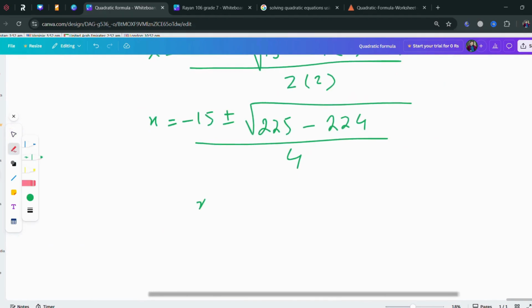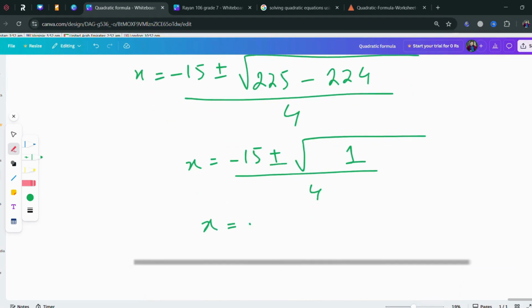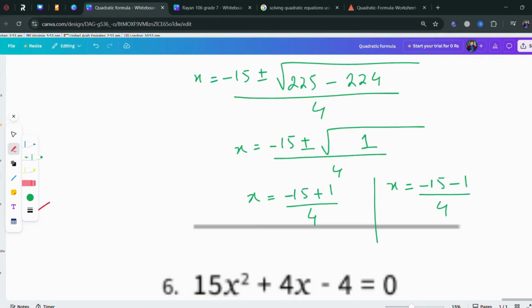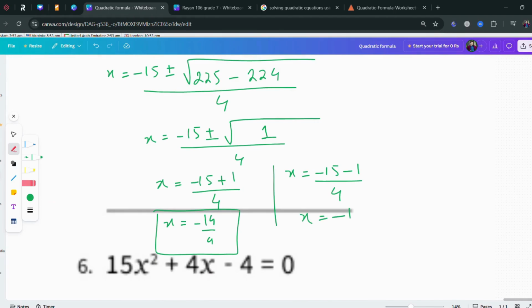Okay, so let me just finish it. x is equivalent to minus 15 plus minus radical 225 minus 224, that's equivalent to 1 over 4. So as we know that radical 1 is also 1, so one time I will get it with positive 1 and the other time I will get it with negative 1. So here I will get x is equivalent to minus 14 over 4. You can simplify it further if you want, and for this one I will get minus 16 over 4, which you can simplify as well, and that will be equivalent to x is equivalent to minus 4, okay?